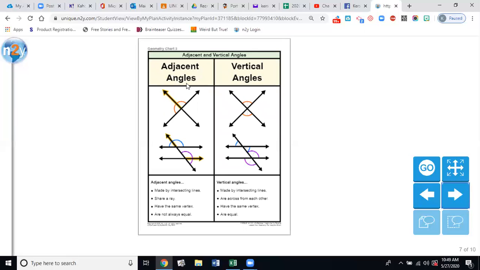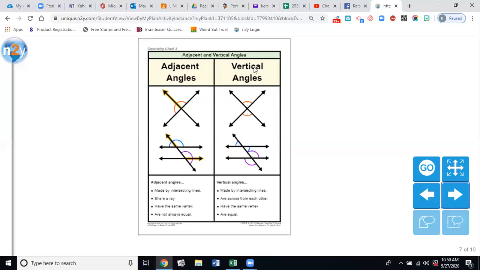Okay, adjacent angles and vertical angles. Adjacent angles are made by intersecting lines, see they're intersecting, and share a ray, and the ray is the line that goes on forever in one direction. In this case, the ray is going in both directions. They have the same vertex. This is the vertex right here in the middle, the point where they all meet. And they are not always equal.